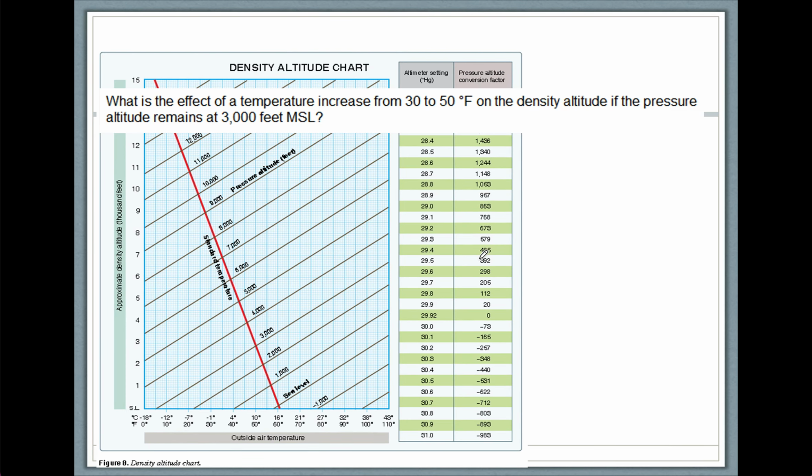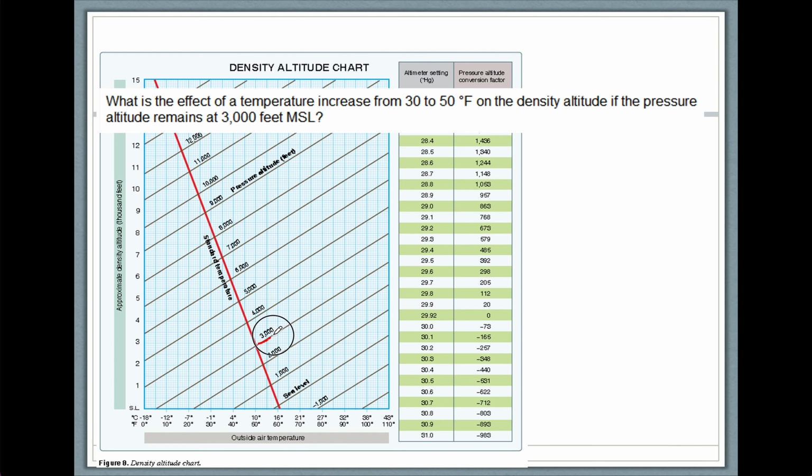And here's an example of an FAA test question you'll see referring to Figure 8 in this edition of the Chart Supplement. If I go from 30 degrees to 50 degrees, and my pressure altitude stays at 3,000, what happens to me?